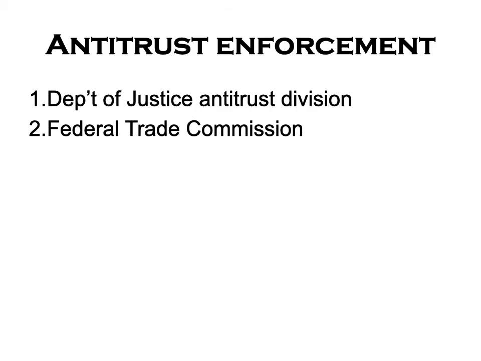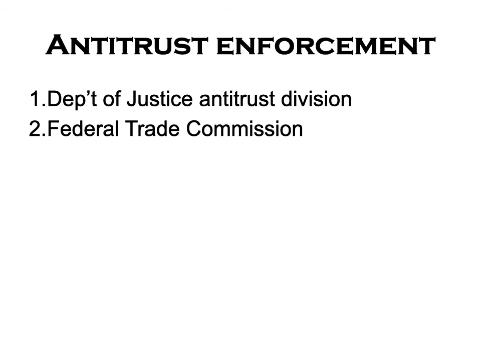Now, if we look at enforcement, there are a few different ways that antitrust laws are enforced. At the federal level, the Department of Justice Antitrust Division and the Federal Trade Commission have overlapping jurisdiction. Either of these government agencies can bring civil cases. The Department of Justice can also bring criminal cases.